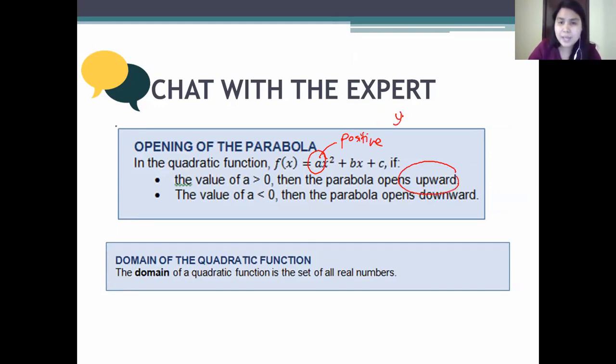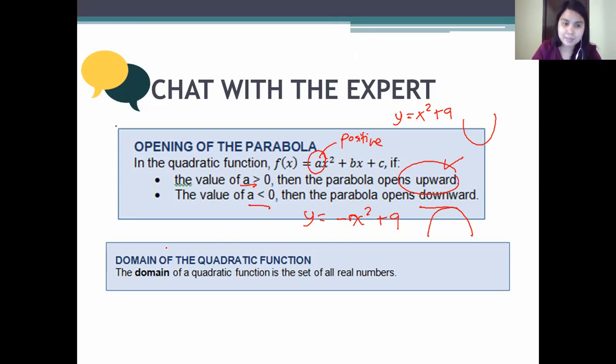Example, y equals x squared plus 9. So your parabola opens upwards. But if we have y equals negative x squared plus 9, then your parabola opens downwards. So again, if your a is positive, the parabola opens upwards. If your a is negative, the parabola opens downwards.